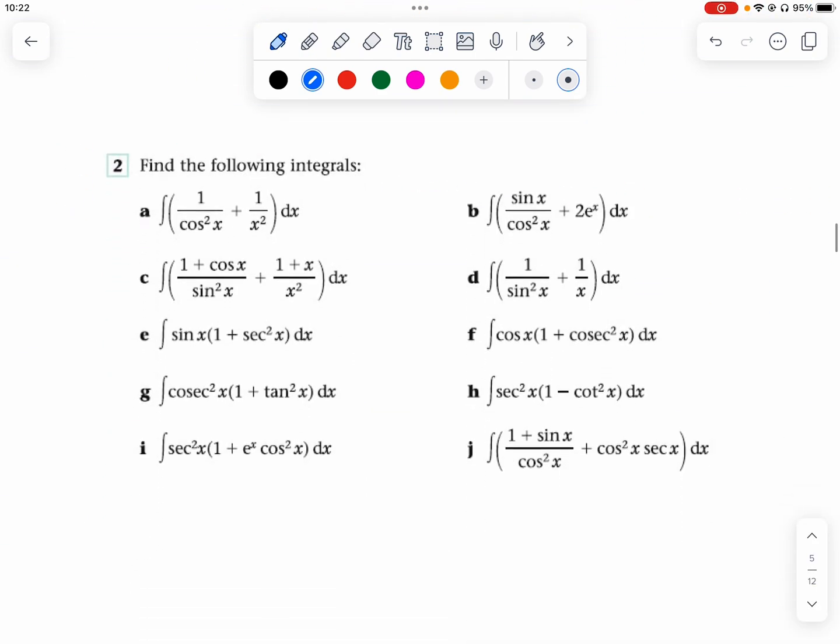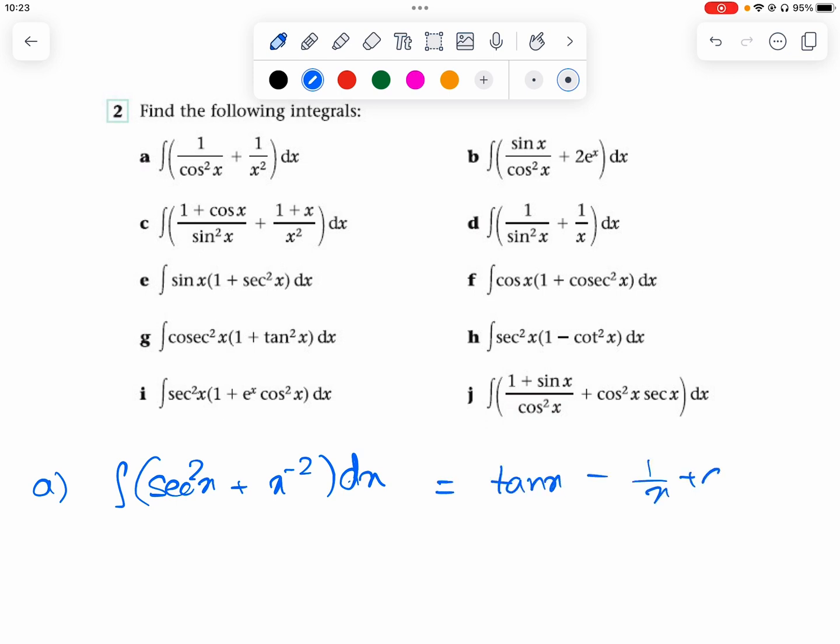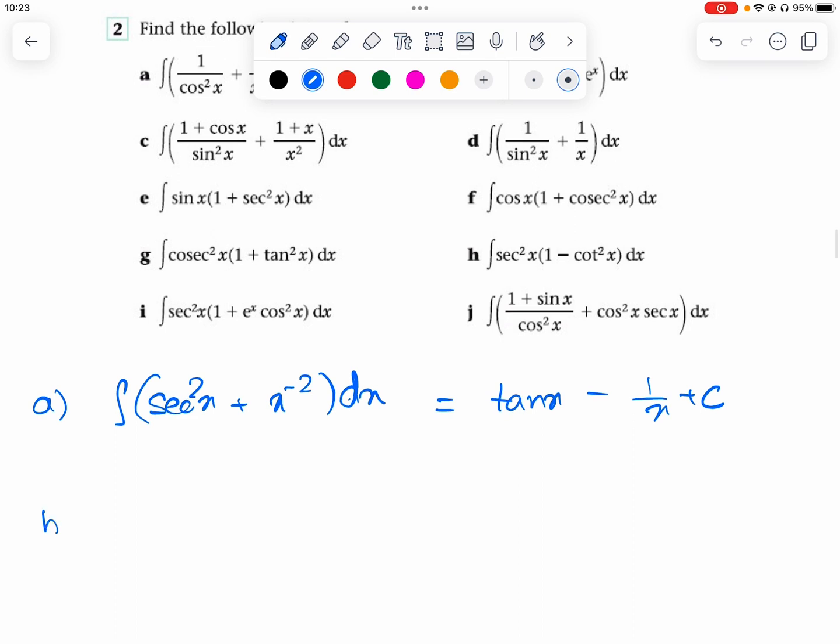Next one will be somewhat higher level. So 1 upon cos square x plus 1 upon x square. So 1 upon cos square x can be written as secant square x. 1 upon x square can be written as x power minus 2 dx. So it will become tan x minus 1 upon x plus c.